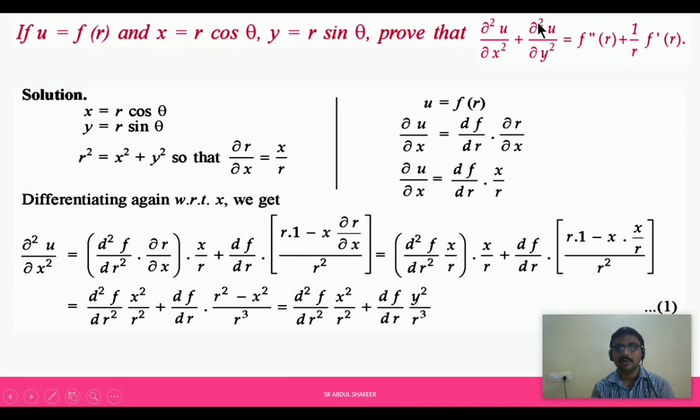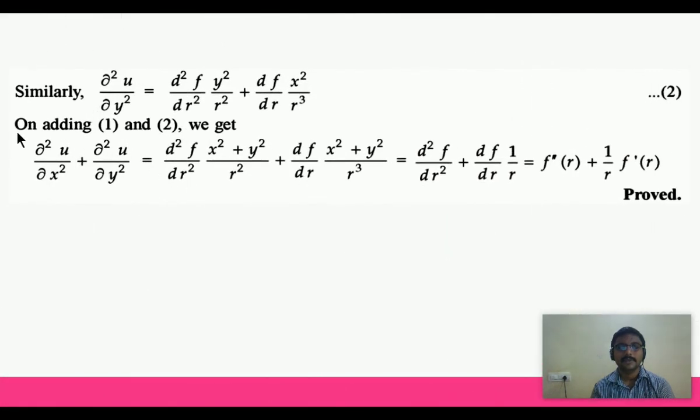Now we need the value of ∂²u/∂y². In a similar manner, we can proceed and we will get the value of ∂²u/∂y². Adding these two equations, we will get the required statement, that is ∂²u/∂x² plus ∂²u/∂y² is f double dash of r plus 1 by r into f dash of r. Hence proved. So simple.